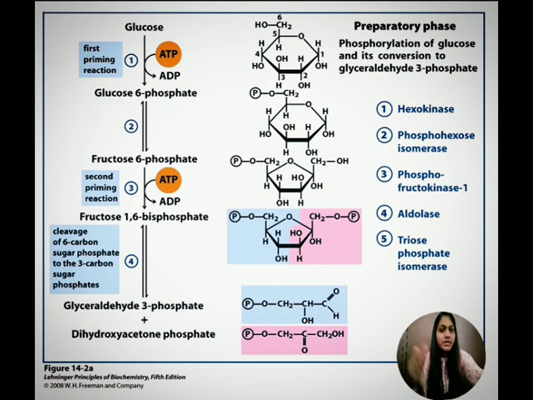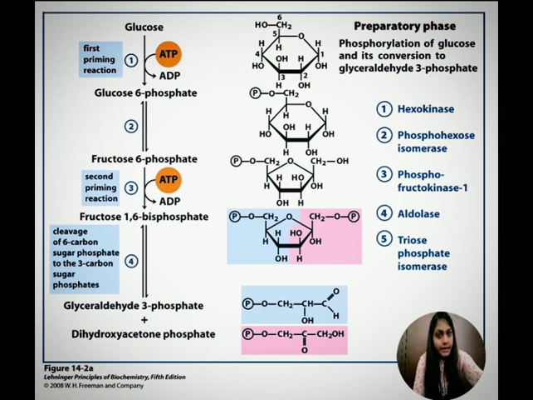So we'll have just a flow chart here. We'll just go through the flow chart, and later in the subsequent slides I'll be teaching each step in detail. Now here in the preparatory phase, the first 5 steps include conversion of glucose to glyceraldehyde 3-phosphate and DHAP. That is the 5th step, the final step of the preparatory phase. Here glucose is converted to glucose 6-phosphate with the help of enzyme hexokinase.